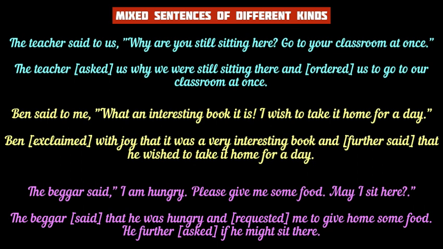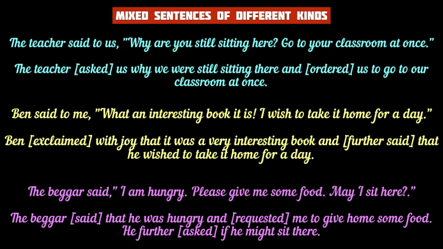For the interrogative sentence, we are using the reporting verb asked, and for the imperative sentence, we are using ordered. We are joining the two sentences as subordinate clauses using the conjunction and. The teacher asked us why we were still sitting there and ordered us to go to our classroom at once.